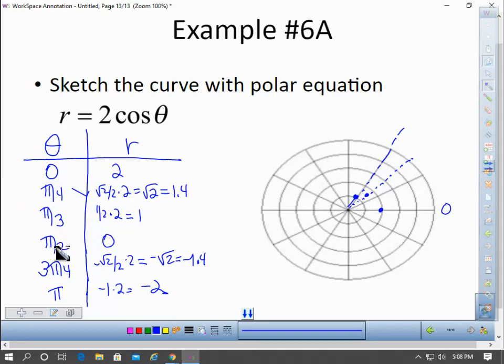And then I'm going to do pi over 2. So pi over 2 is this one, but I'm at 0, so I'm at the pole right here. And then 3 pi over 4. So 3 pi over 4 is the middle of the second quadrant, but this is the positive end of it. I need to be at negative 1.4. So that means I'm over here on this side at 1.4. So I'm right here.